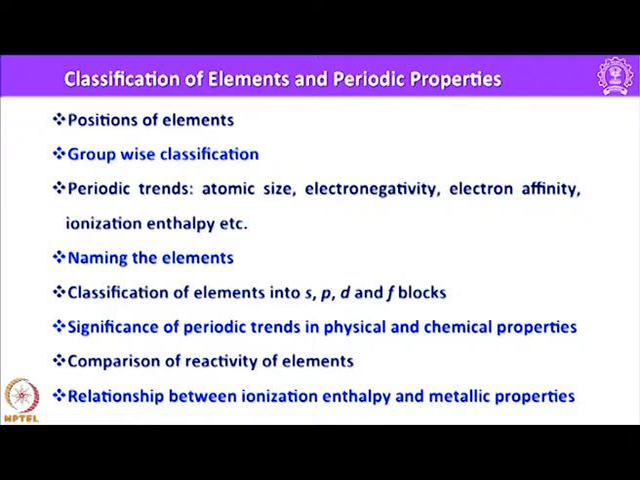As of now, we know about 118 elements, all of which have been named and listed in the periodic table. Suppose in future, some elements of higher atomic number, say 130, 140 or 150, are discovered, we should have a proper methodology to name them. So, in that context, let us look into the naming of elements.